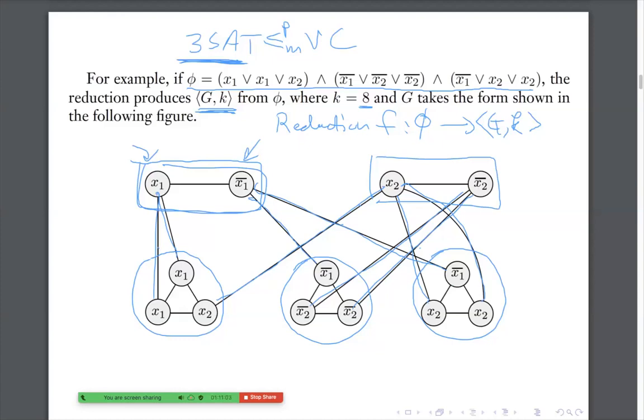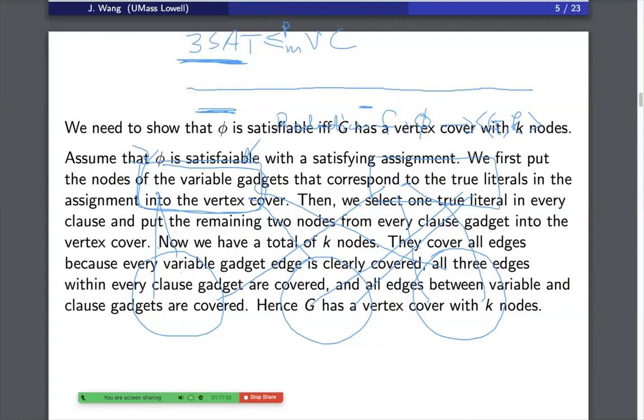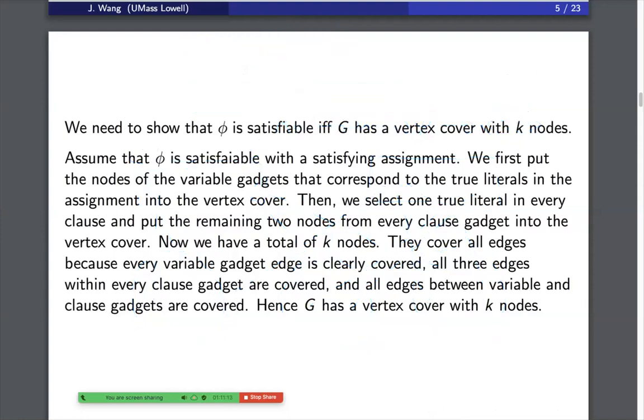Okay, so now let's look at this. We're going to show that phi is satisfiable if and only if G has a vertex cover with K nodes. So that means we first assume that phi is satisfiable with a satisfying assignment. Then we're going to look at this. So we first put the nodes of the variable gadgets that correspond to the true literals in the assignment into the vertex cover.